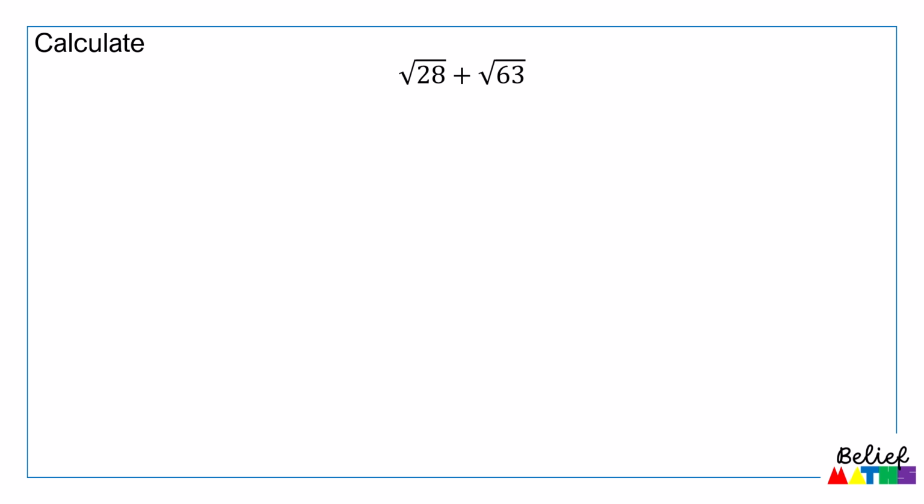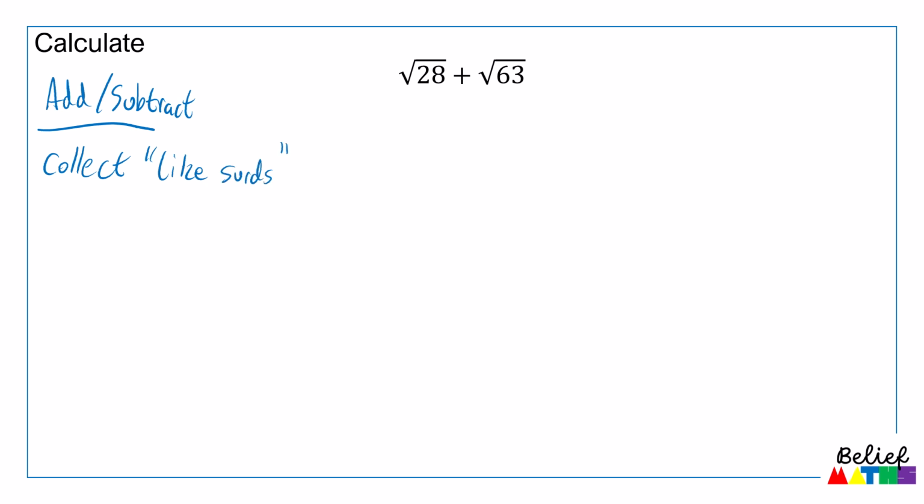Now in this next question we're asked to add two surds. With surds, when it comes to adding or subtracting, it's a bit like algebra. We collect what we'll refer to as like surds. What that means is we must have the same square root in both. So if we're adding or subtracting and they're not like surds, we're going to simplify first.